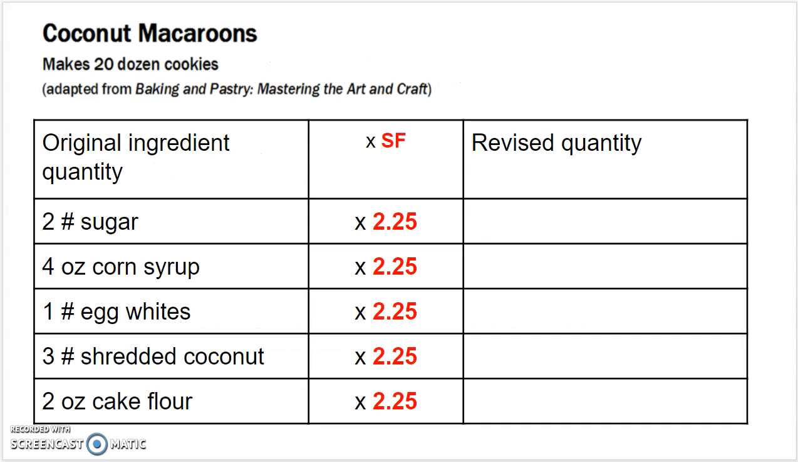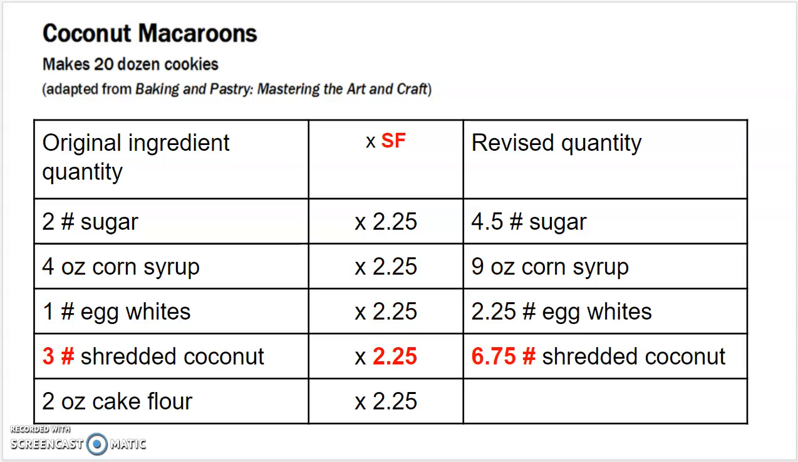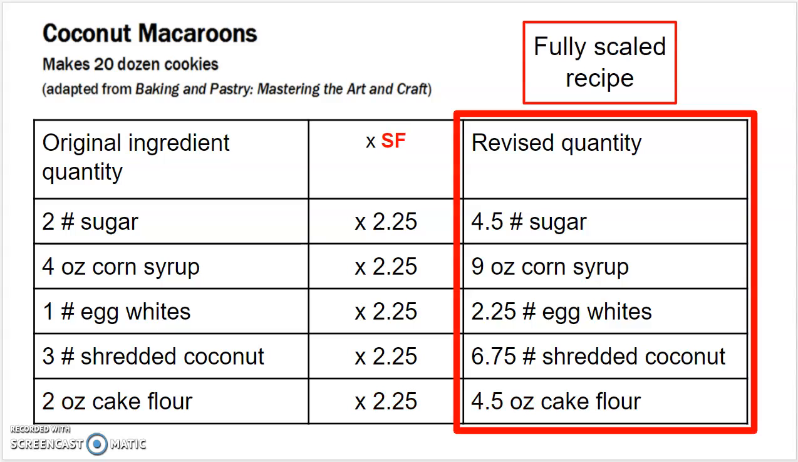So then to scale the whole recipe, we're just going to multiply every ingredient by that scaling factor. To do the sugar, we did 2 pounds times 2.25, got 4.5. Corn syrup, 4 ounces times 2.25, gave us 9 ounces. Egg whites, shredded coconut, we just went all the way down, multiplying each ingredient quantity by the 2.25. And when we finish doing that, we have a fully scaled recipe.